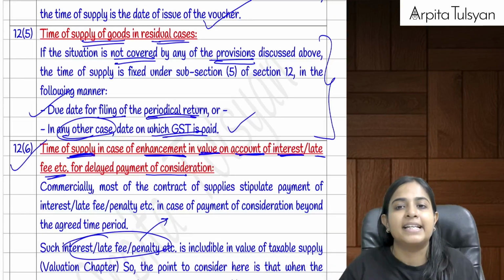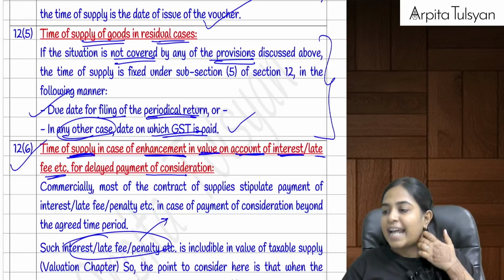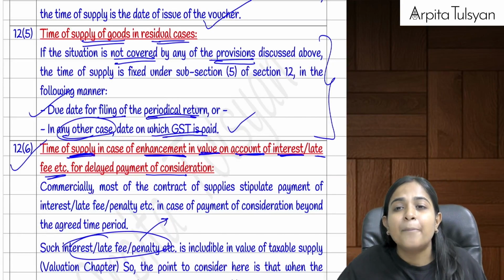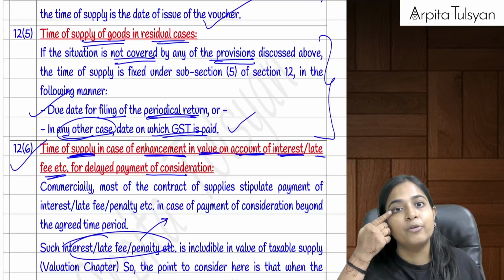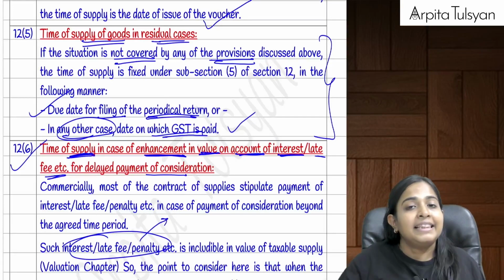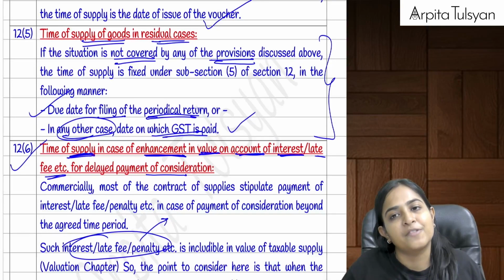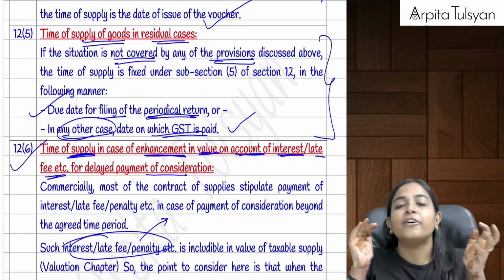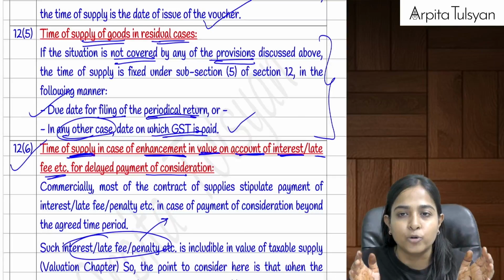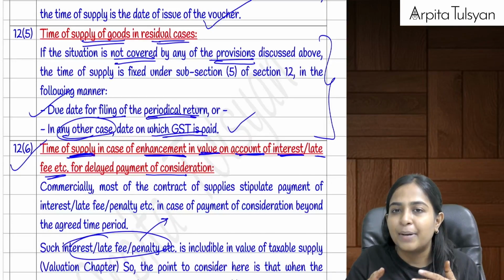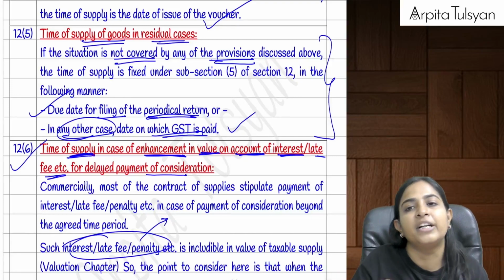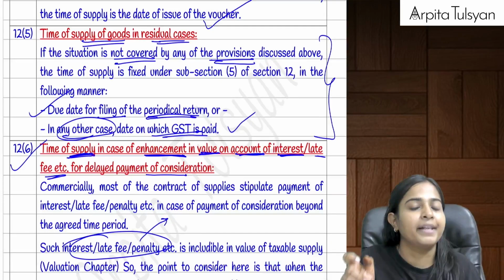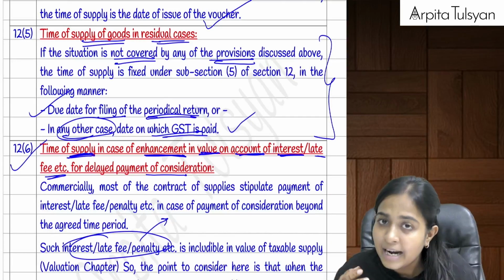For any other cases, if it is not possible to determine the time of supply, then whatever is the due date for filing the periodical return, that due date becomes the time of supply. Let's say I am talking about the first quarter of a financial year, that is April to June. If there is any supply during that period, and we are not able to determine the time of supply, then the due date of quarter one becomes the time of supply for that transaction.